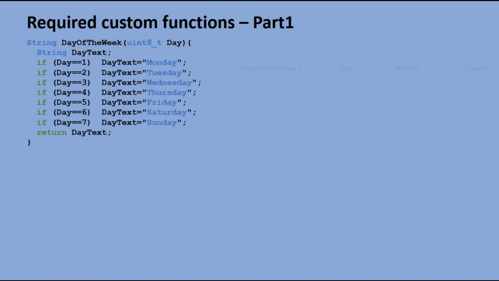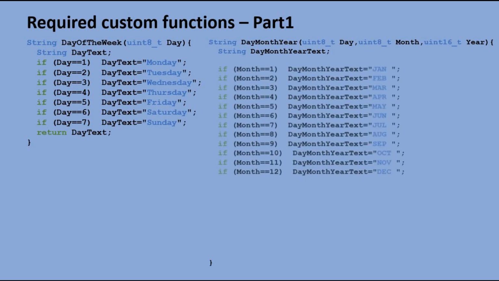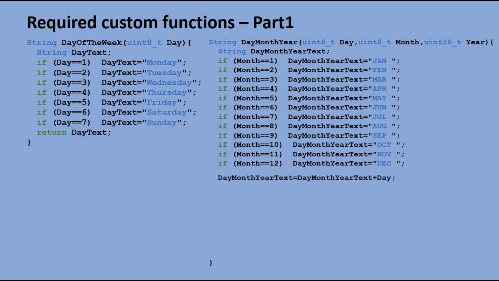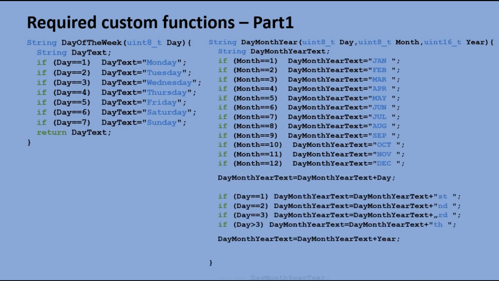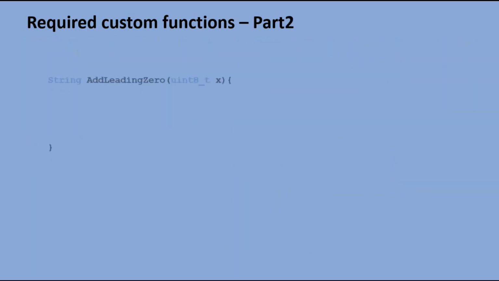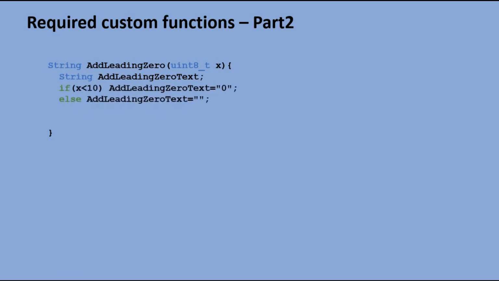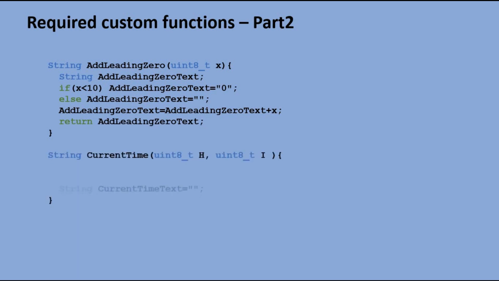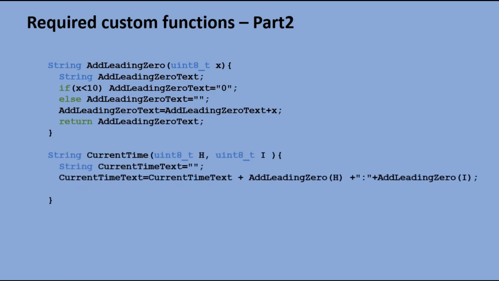Second function is day, month, year. This one would convert day, month, and year into string meant to be displayed in the middle panel. It builds it from short name of the month, ordinal representation of the day of the month, and then full year. Then we have add leading zero function that will be used to add leading zeros to single digit readings from hour, minutes, and seconds. And last we have current time function, which takes hours and minutes reading, makes sure that the necessary leading zeros are provided, and builds the string that has hours and minutes separated by a colon.